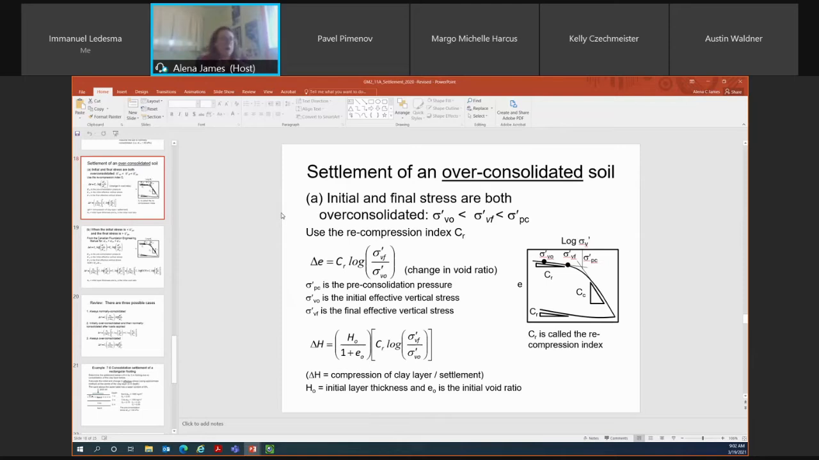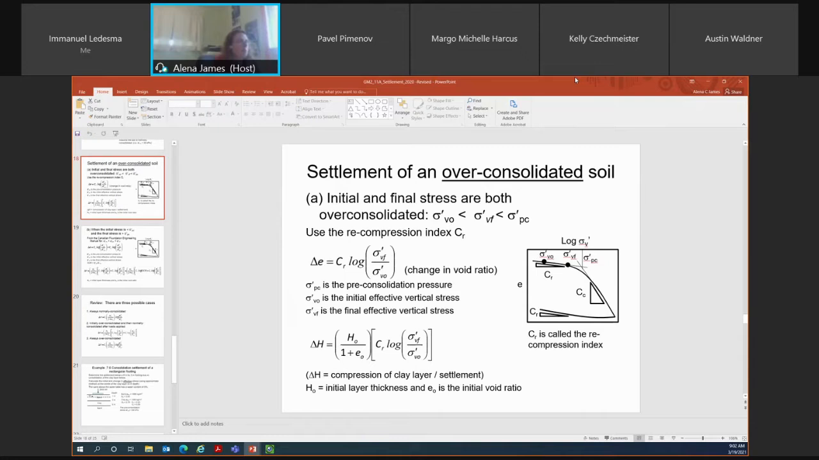So say, for example, I had a pre-consolidation pressure of 120 kPa. I had an initial effective stress of 80 kPa, and I had a final effective stress of 100 kPa. So both my initial and my final effective stress are less than my pre-consolidation pressure. Therefore, I know my soil was initially over-consolidated, and in its final stress state, it was also over-consolidated.